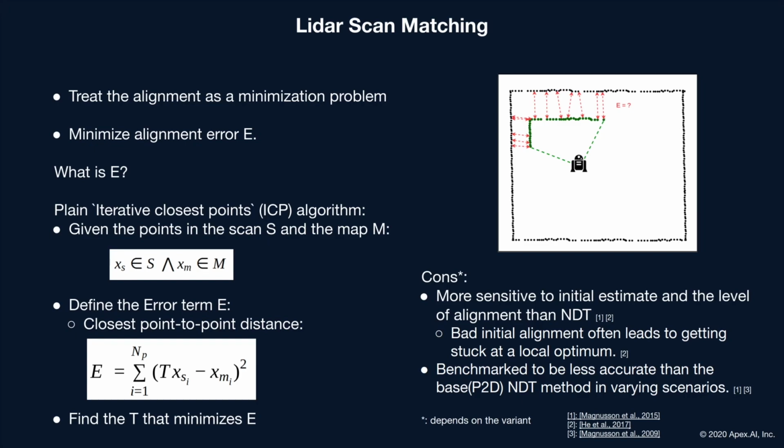Of course, there are some shortcomings to this algorithm compared to NDT. One of them is that it is shown that ICP can be more sensitive to the initial estimate and the level of alignment compared to NDT. And in general, the benchmark results show less accurate results for ICP compared to NDT. I have linked a few papers that actually go into detail for these claims.